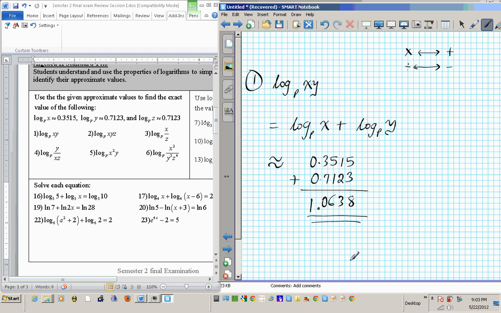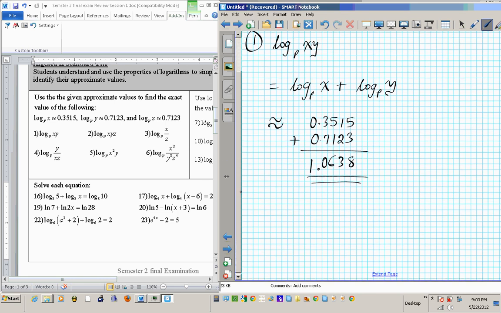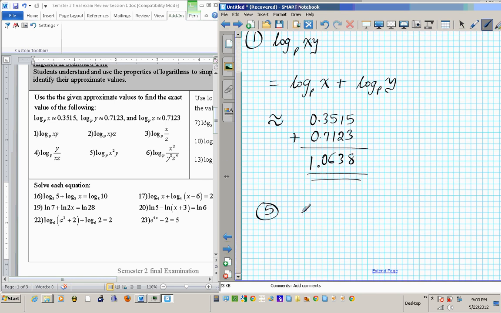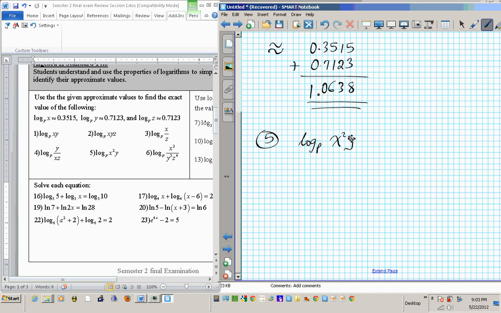Alright, let's move ahead to question number 5. For number 5, we are asked to find the value of log base p of x squared y. This is basically going to be log base p of x times x times y. You notice we're multiplying two x's and then a y. So if I apply the properties of logarithms, multiplying is the same as adding the logs. So we're going to have log base p of x plus log base p of x plus log base p of y.